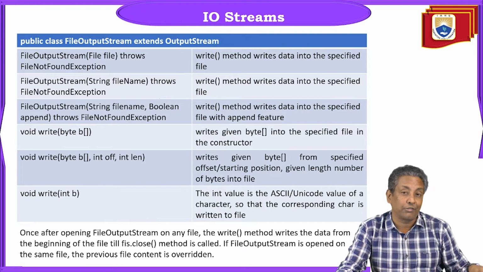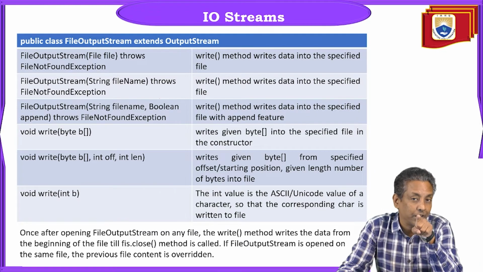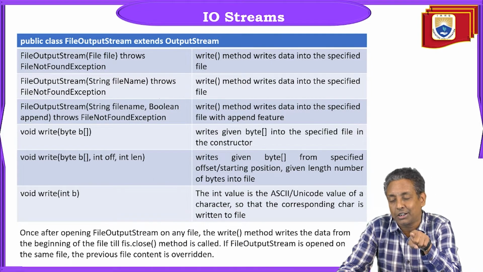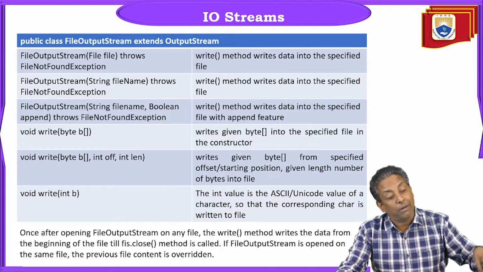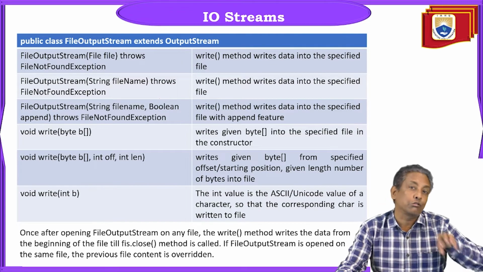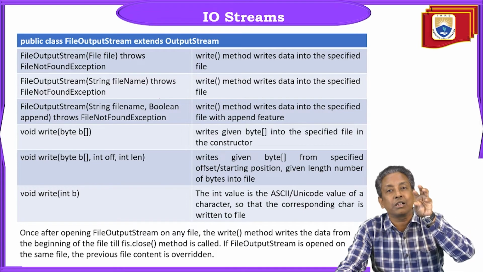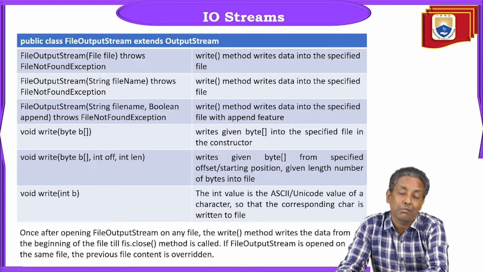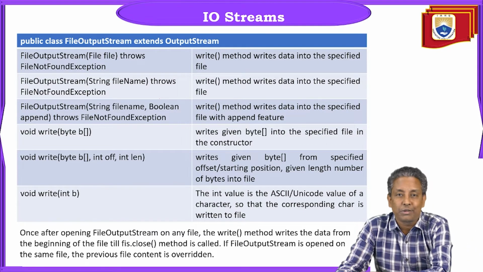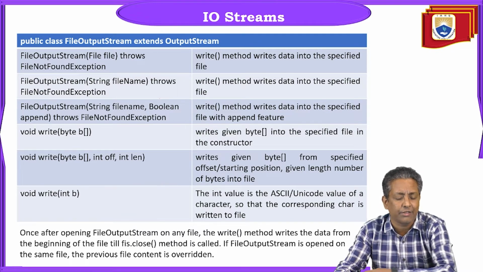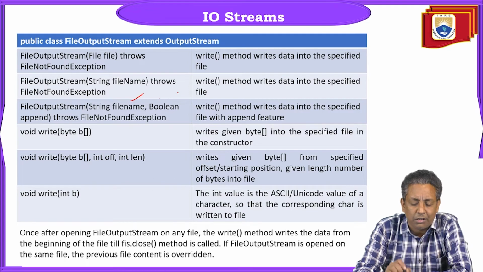Because FileInputStream and FileOutputStream are sequential streams, I told you in the very introductory session itself. If you want to append new content to the already existing content of the file, I asked you to use a RandomAccessFile. A RandomAccessFile you can use to perform such operations. But here also in the FileOutputStream class, one facility is given. You can pass file name as argument and boolean append.